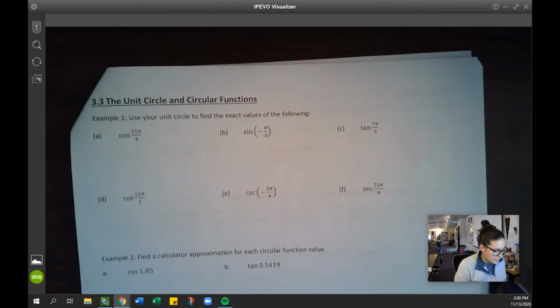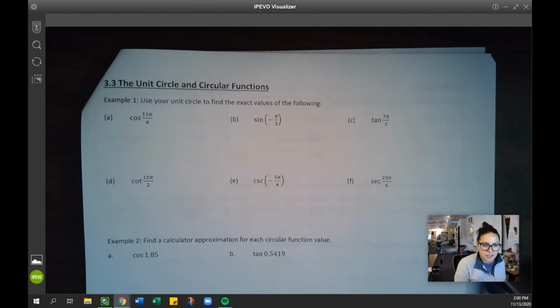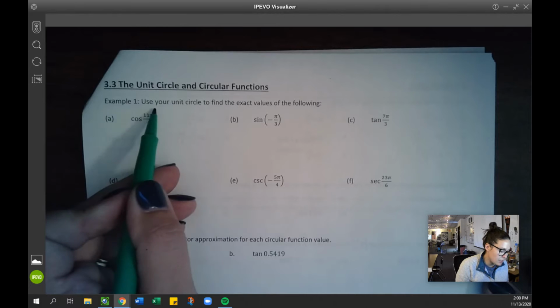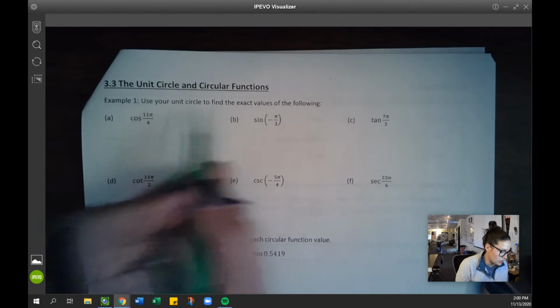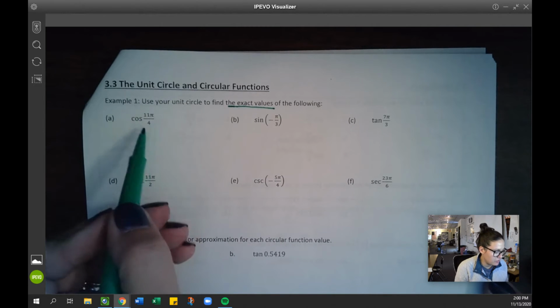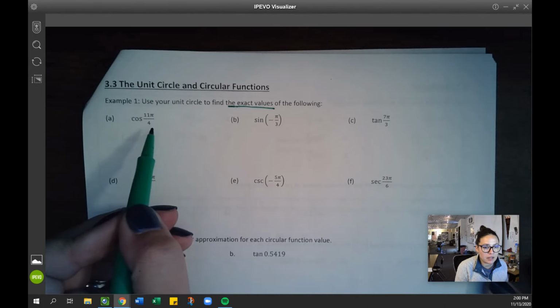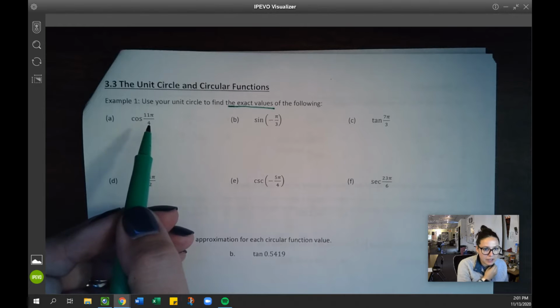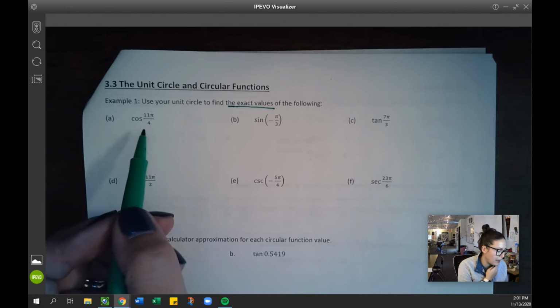All right, so let's take a look at the 3.3 notes. Example 1 says, use your unit circle to find the exact values of the following. Cosine of 11 pi over 4. Well, 11 pi over 4 is not on our unit circle because 11 pi over 4 is greater than 2 pi.